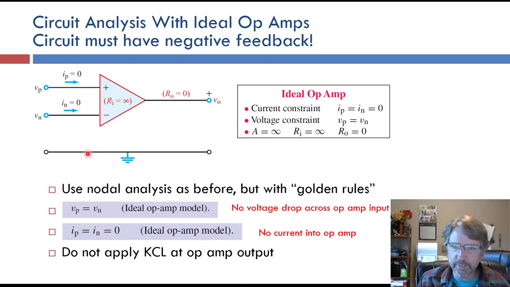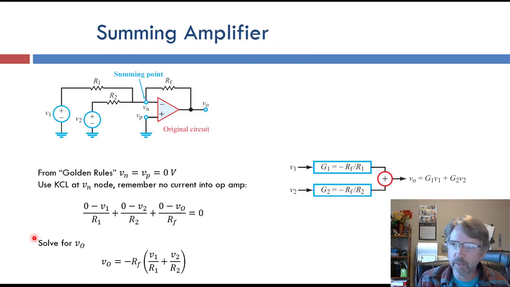So this is what you need to be good at for the homework, and this is what we're going to practice. So here is a circuit called a summing amplifier. We've got our two voltage sources, V1 and V2, each connected with a resistor to the inverting input, the minus input here, and the non-inverting input, the plus side, is connected to ground.